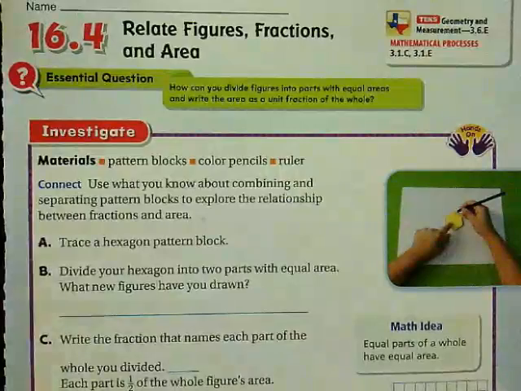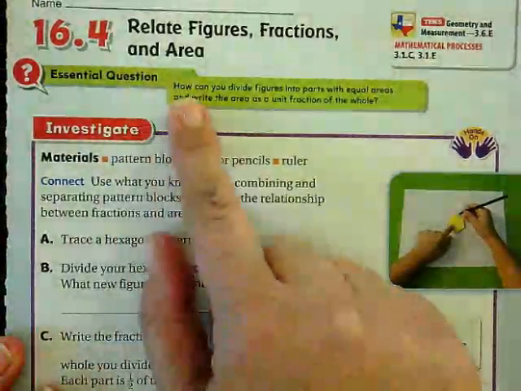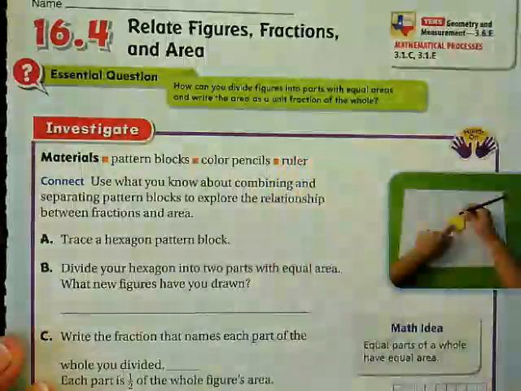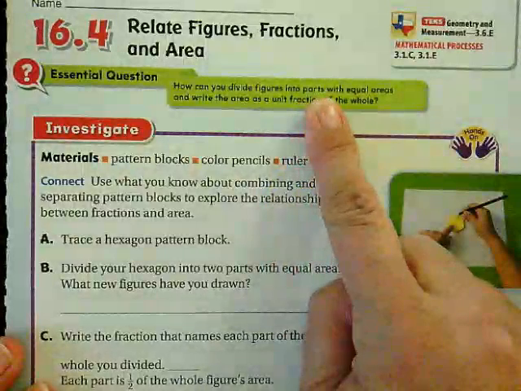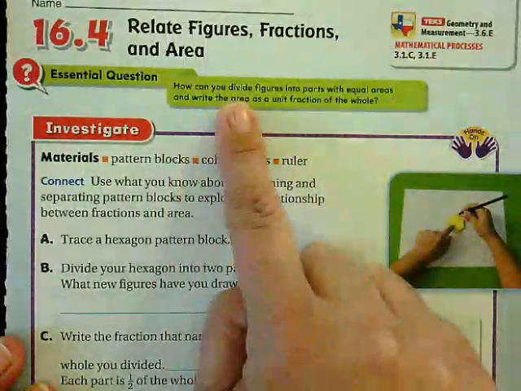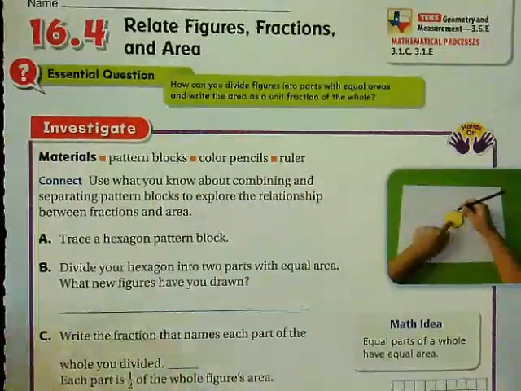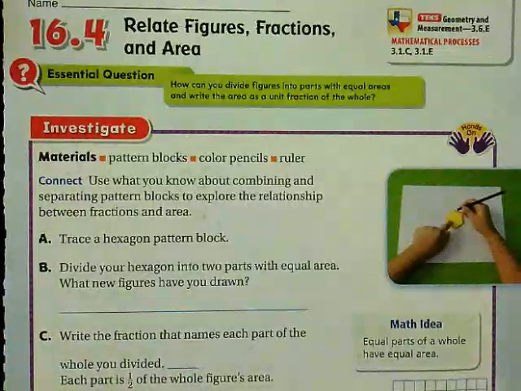in a shape. So our essential question, how can you divide figures, things like this, into parts with equal area and write the area as a unit fraction of the whole? So we're going to combine all those things together and learn how to write it and say it correctly.